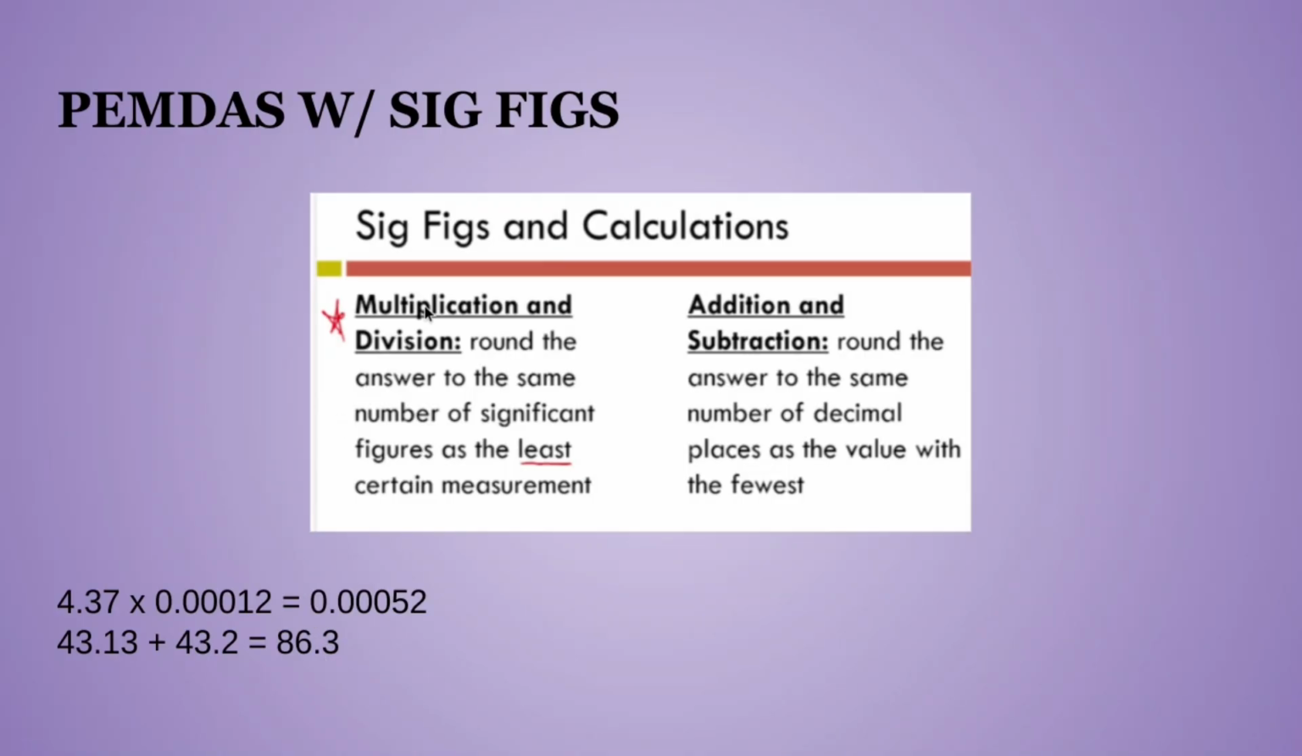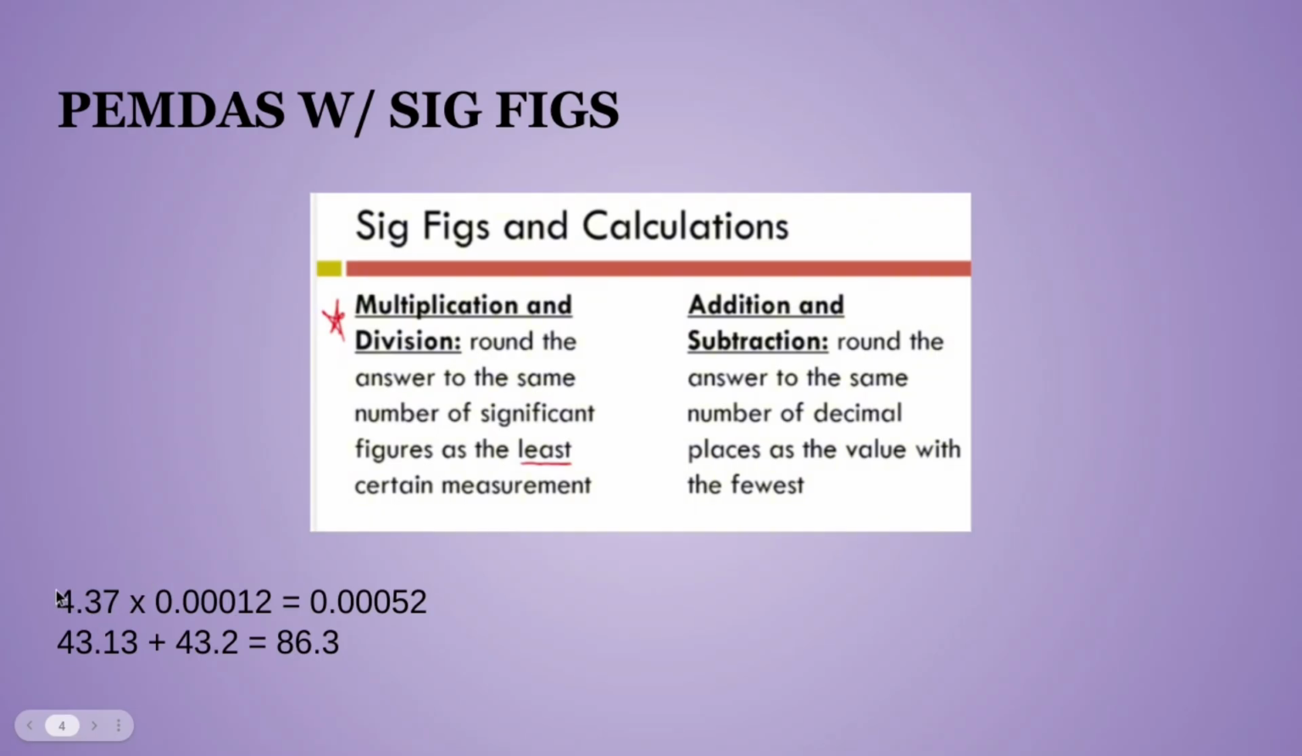It's kind of similar with multiplication and division. However, instead of it being with decimal places, you do it with significant figures. So say you have 4.37 times 0.00012. You look at the two things that you're multiplying or dividing, and then see which one of these numbers has the least amount of significant figures. Okay? Well, we can count with this one.